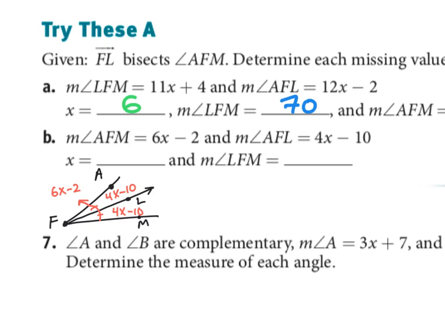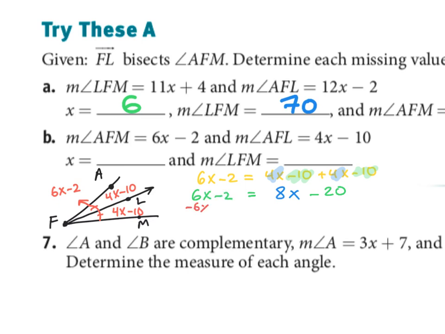So for me to be able to solve for x, I can set the whole equal to the sum of the parts. So then 6x minus 2 is equal to 4x minus 10 plus 4x minus 10. So let's combine like terms. 4x plus 4x, that's 8x. Negative 10 minus 10, that's negative 20. So 6x minus 2 is equal to 8x minus 20.